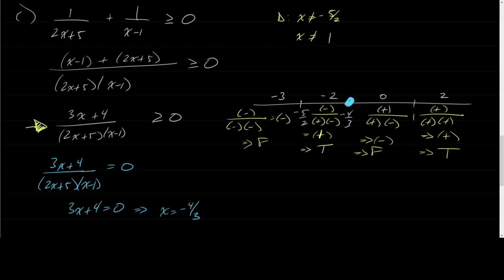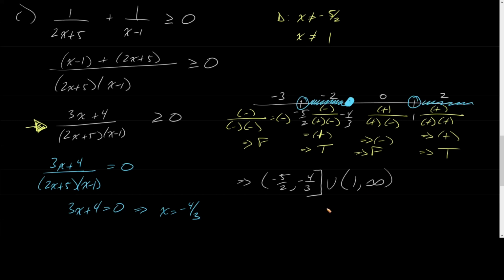But now we must also consider our domain. These values, from the very beginning, we weren't allowed to equal those, right? So at negative 5 halves, it's an open circle. At 1, it's an open circle. And then we shade the pieces where it was true. So in here, I end up with the solution being from negative 5 halves to negative 4/3, including negative 4/3, union from 1 to infinity. All right.